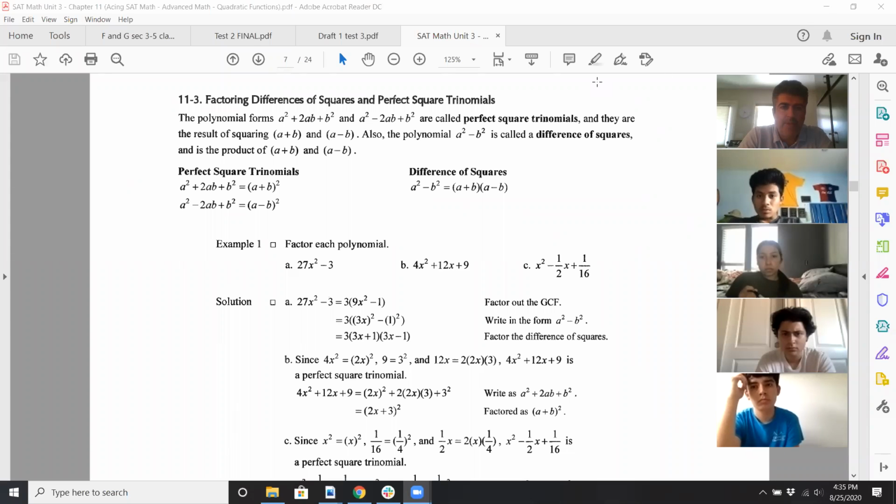Okay, so we're talking about 11.3. And again, there's two different forms: difference of two squares and perfect square trinomials. Difference of two squares is when you have two perfect squares that are being subtracted, and so you can factor it like you see over here.